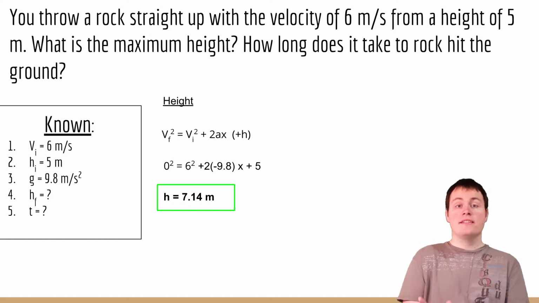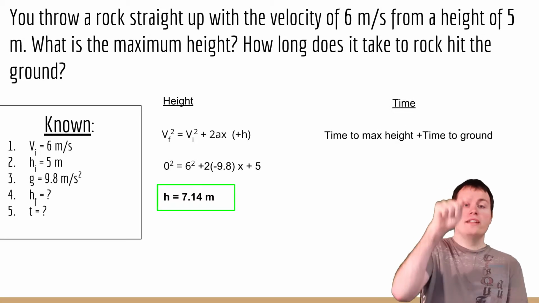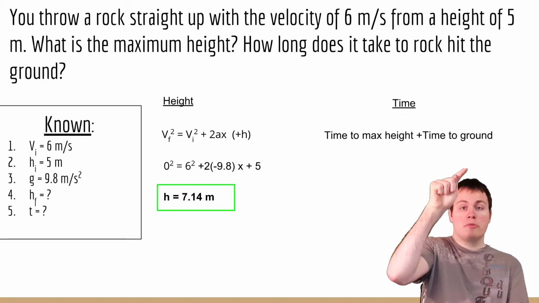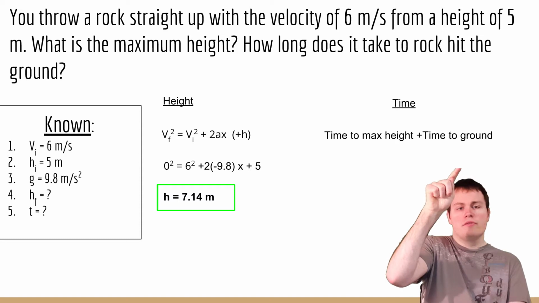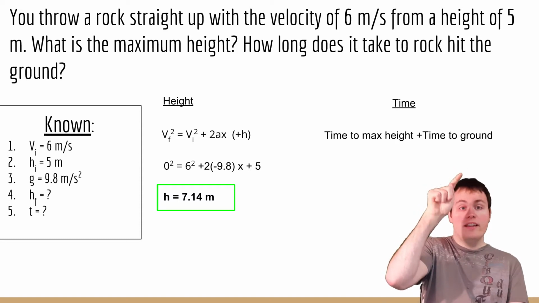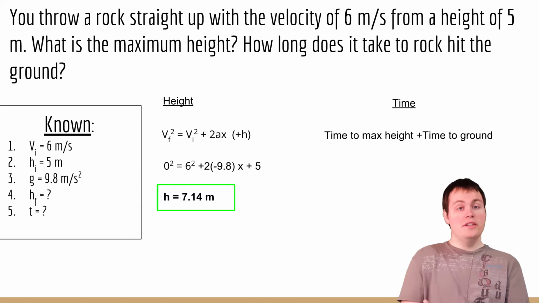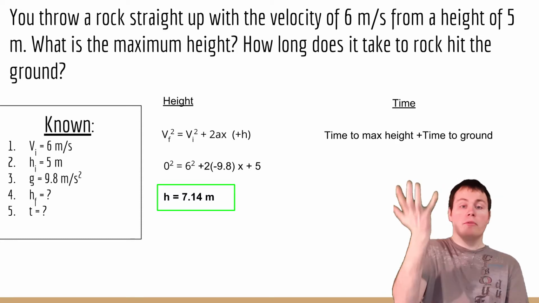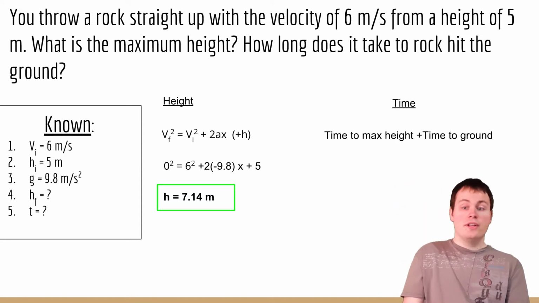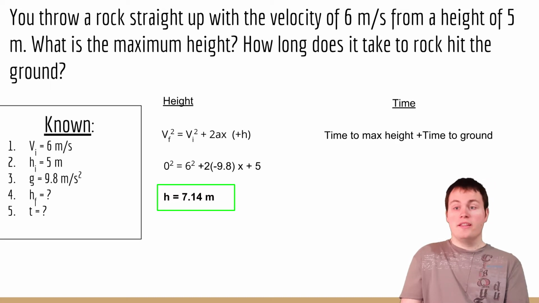Next, we're going to look at how long the rock was in the air. To find how long it was in the air, we're going to find first how long it takes for it to get to the top of its parabola, which is its maximum height, and then how long it's going to take for it to get from the maximum height all the way to the ground. And remember, we have to also include that you started throwing the rock up from some initial height, so you have to make sure that you include that in there.